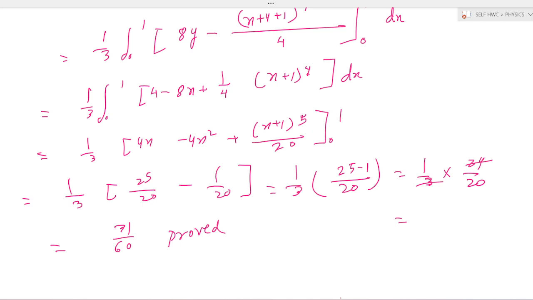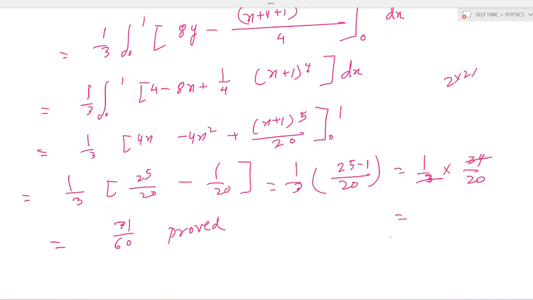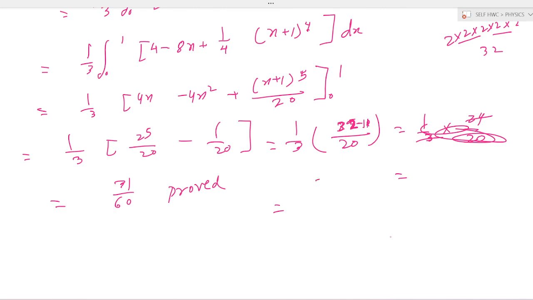Sorry, 2 to the power 5 means 2 into 2 into 2 into 2 into 2: 2, 4, 8, 16, 32. Sorry, 32 minus 1, so this value is 31 by 60. This is proved.